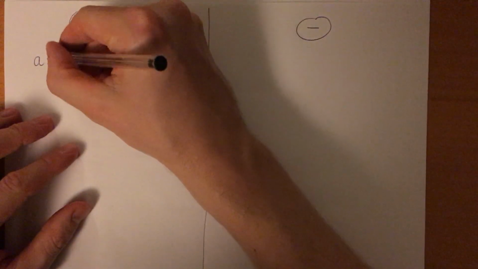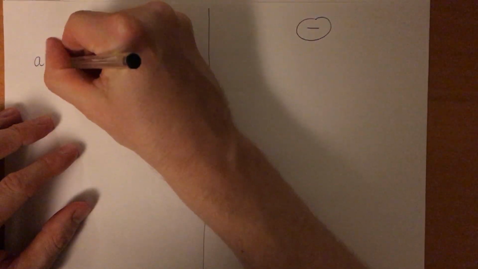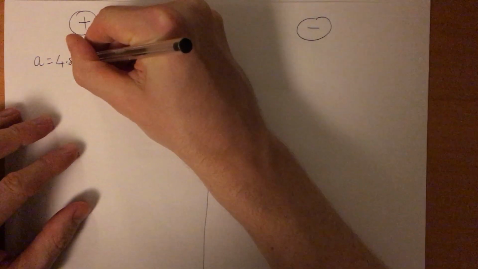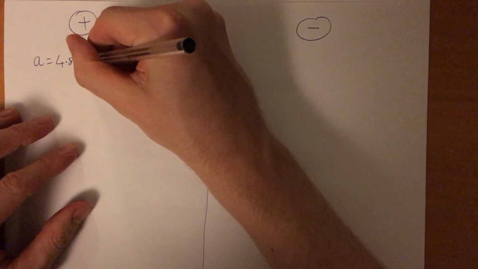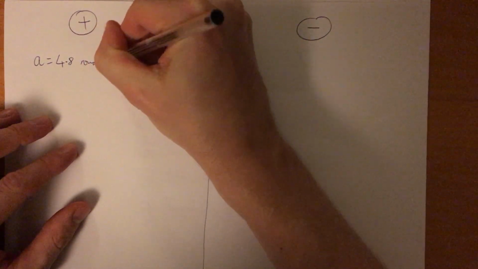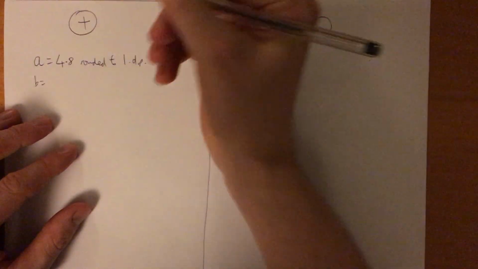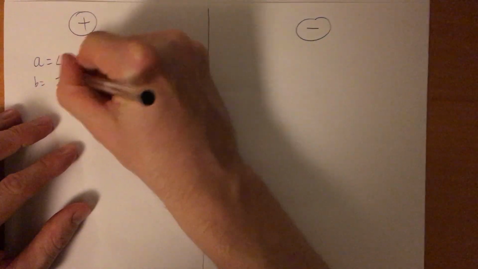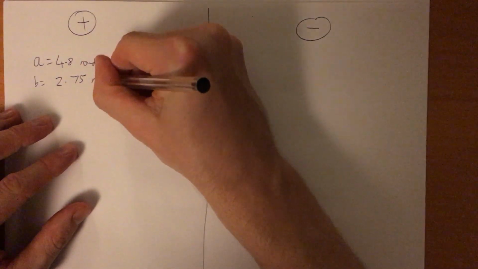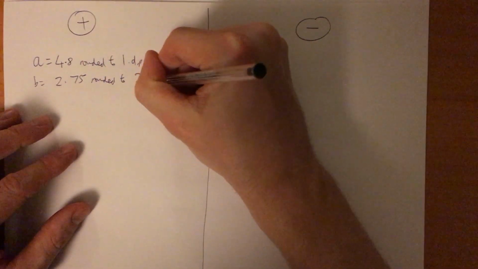Okay, guys, so I'm going to do adding, taking away, multiplying and dividing in this video. So, upper and lower bounds. So if I said a equals 4.8 rounded to one decimal place, and I said b equals 2.75 rounded to 2 decimal places.